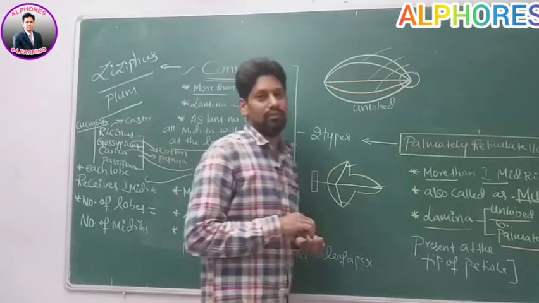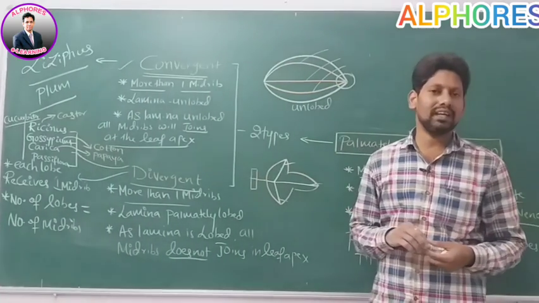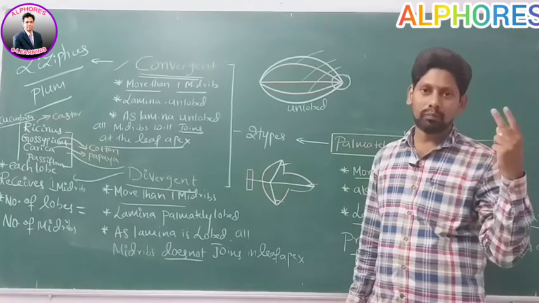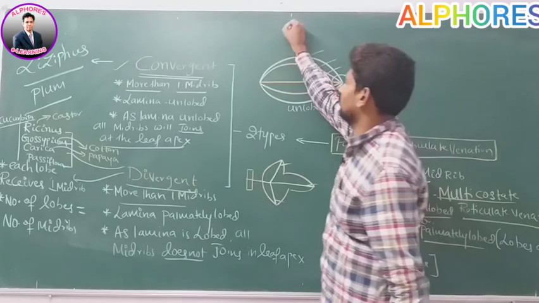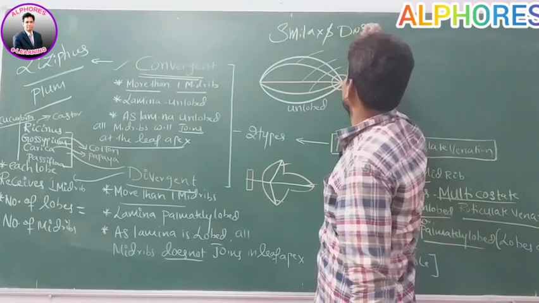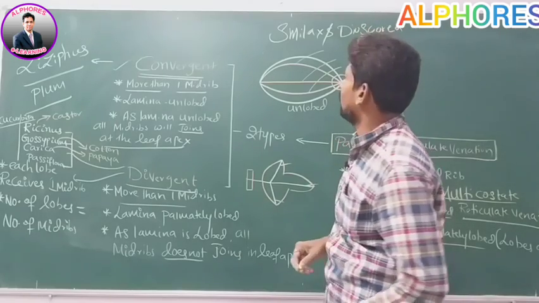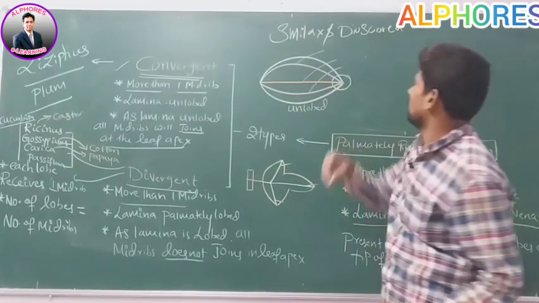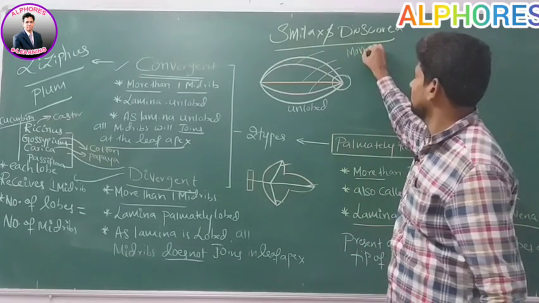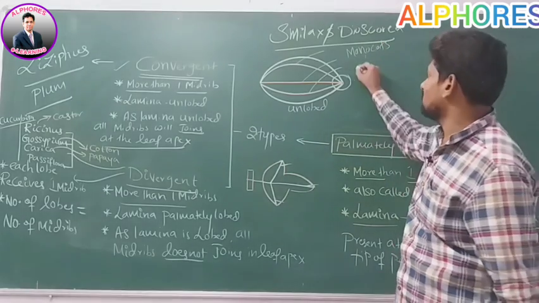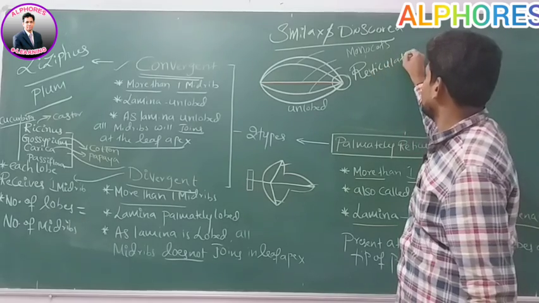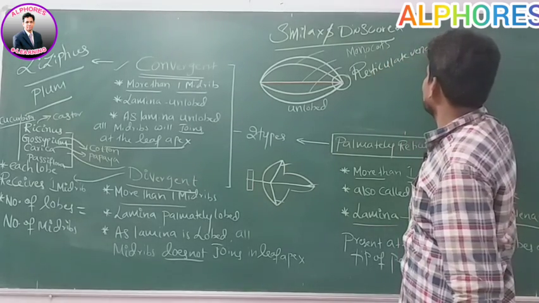Now listen to this statement carefully. Sir, most of the dicots show which venation? Reticulate venation. I told two monocot plants which show reticulate venation. What are they? Smilax and Dioscorea. Yes or no? Sir, Smilax and Dioscorea are monocots, right? Even though they are monocots, they are showing reticulate venation.